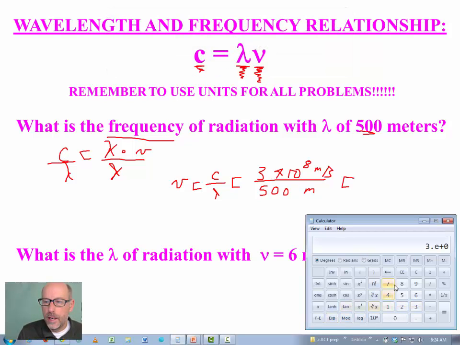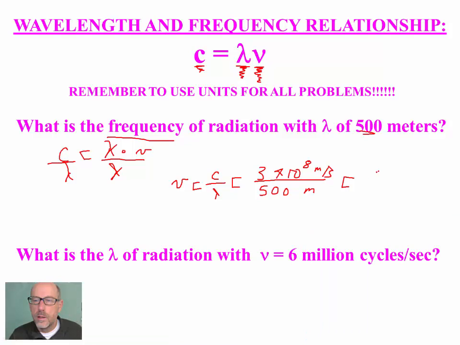3 times 10 to the 8th divided by 500 equals 600,000, or 6 times 10 to the 5th. We need to have units for this. Let's take a look at what we have here. We have 500 meters per cycle, and we have 3 times 10 to the 8th meters per second. So meters will cancel with meters, and we're left with cycles and seconds. So cycles is on the bottom of the bottom, which can be flipped over to make it on the top of the top. So that leaves us with cycles per second.